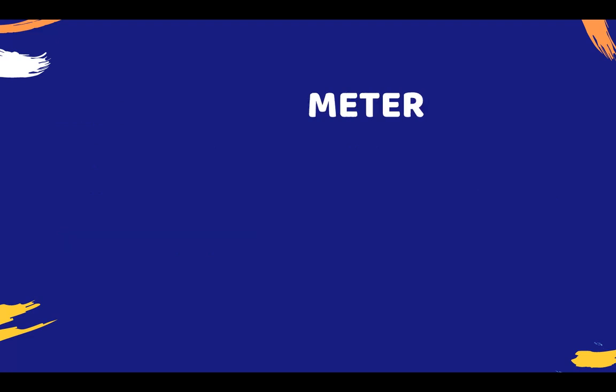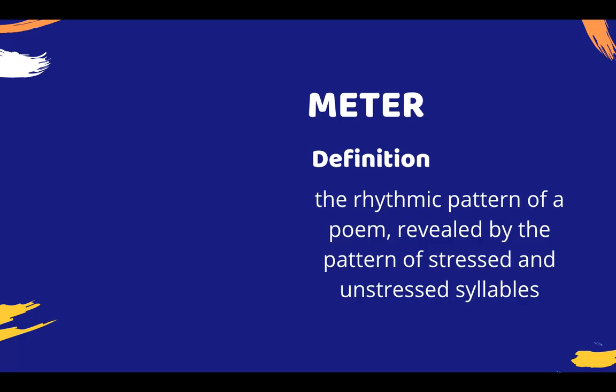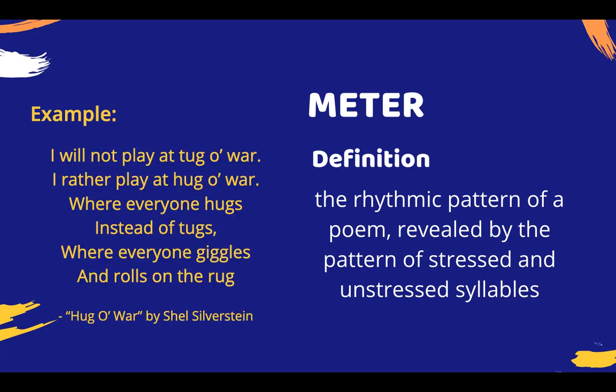The next sound we have is meter. So make sure you write that under the sound column. This is your second one. The definition of meter is the rhythmic pattern of a poem revealed by the pattern of stressed and unstressed syllables. So this is how the poem sounds when you are saying it, okay? The way that your voice rises and falls shows you that pattern.